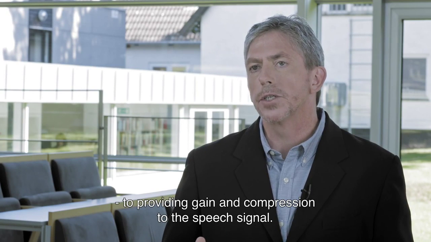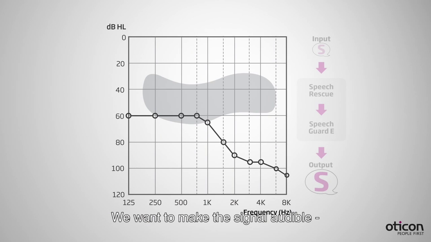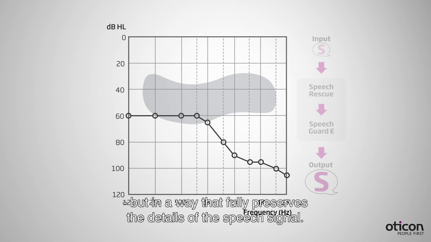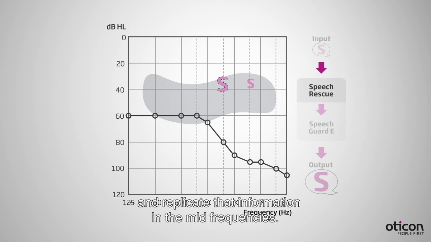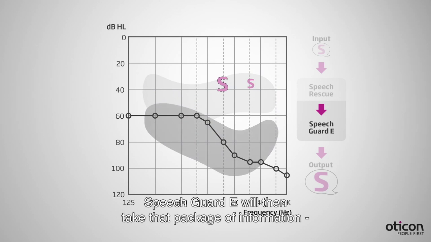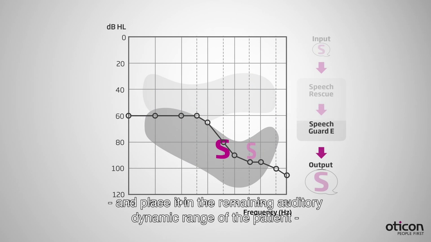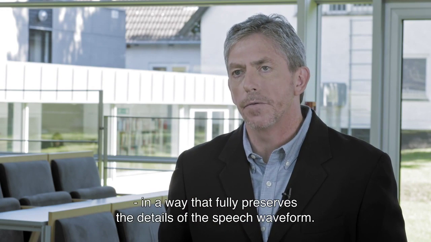SpeechGuard E is our approach to providing gain and compression to the speech signal. We want to make sure that we can make the signal audible, but we want to do it in a way that fully preserves the details of the speech signal. Speech rescue will find the important parts of the high frequency spectrum and replicate that information in the mid frequencies. SpeechGuard E will then take that package of information and place it in the remaining auditory dynamic range of the patient, but doing it in a way that fully preserves the details of the speech waveform.